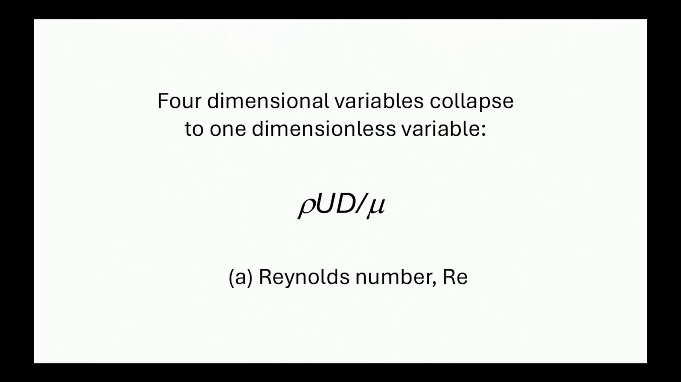So the way it comes out, rho u d over mu: density, velocity, duct size, and viscosity. And it's called, in his honor, a Reynolds number. I say a Reynolds number because there are other Reynolds numbers coming along of the same kind of thing.